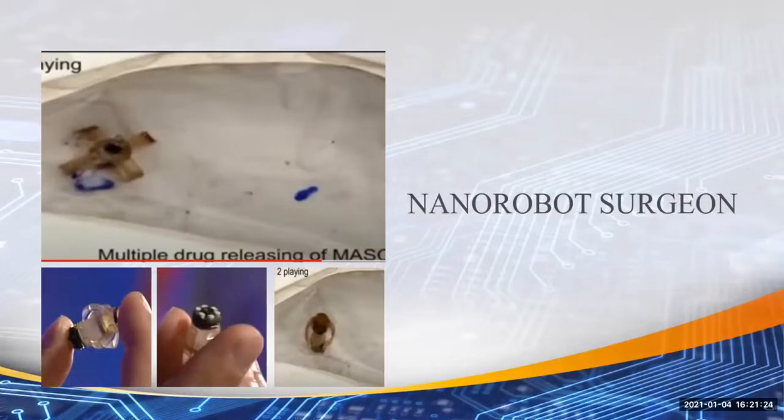This chip is called a nanorobot. It includes a drug and it is used in surgery. The blue thing is the drug, and the nanorobot knows where to go, where the disease cells are, where the tumor is, and it just goes there and leaves the drug there.